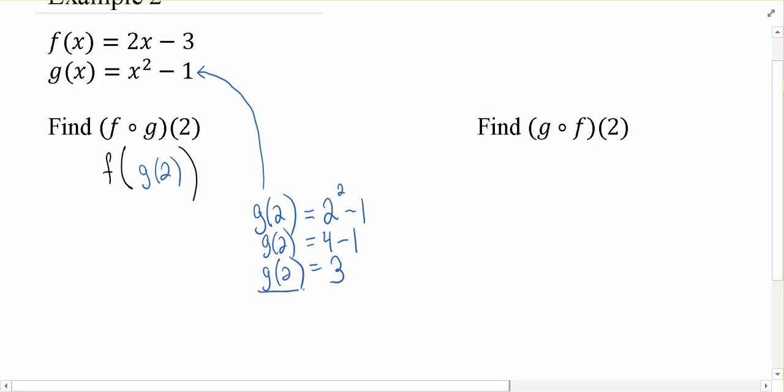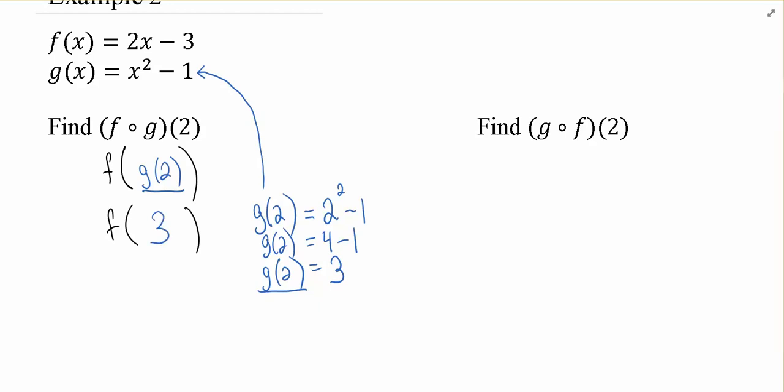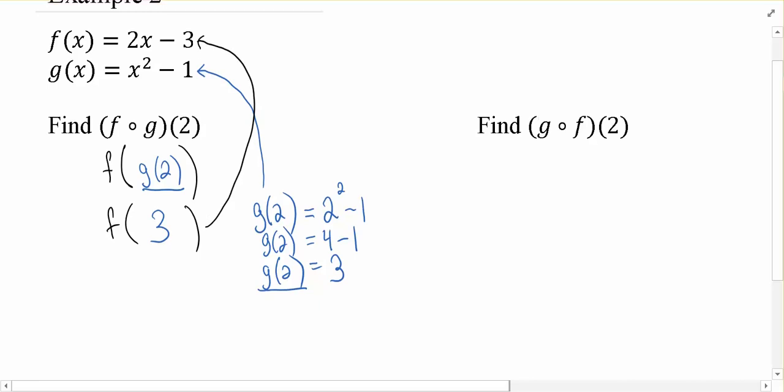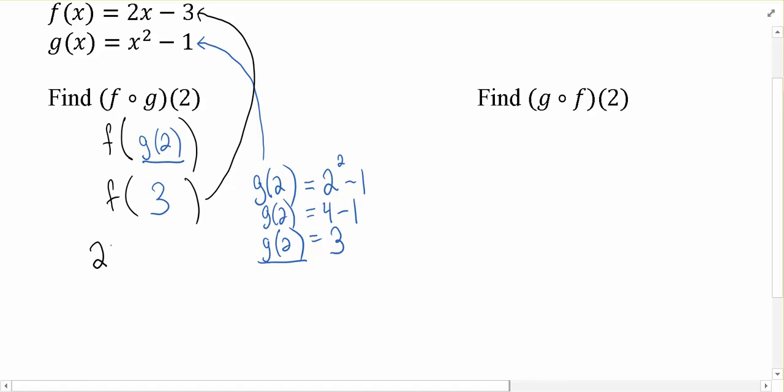G of 2 is the same thing as 3. So I can replace that g of 2 with just the number 3 because it means the same thing. Now the problem that I'm trying to solve is f of 3. So if I'm doing f of 3, that means f says 2 times whatever you plug in minus 3, and what I'm plugging in is 3. So that's going to get me 6 minus 3, or 3.